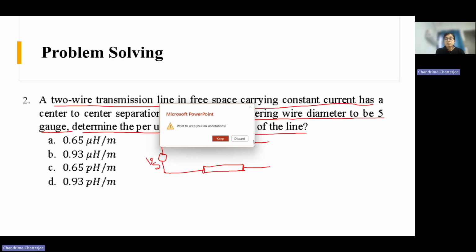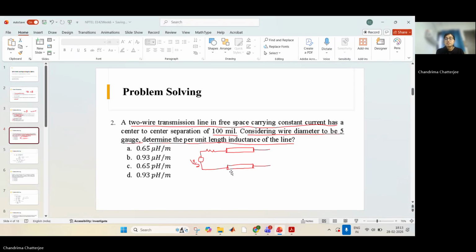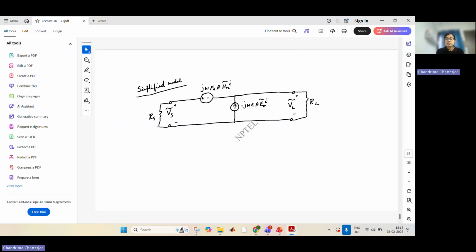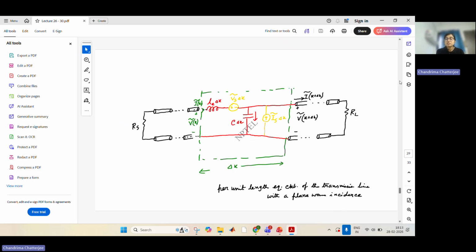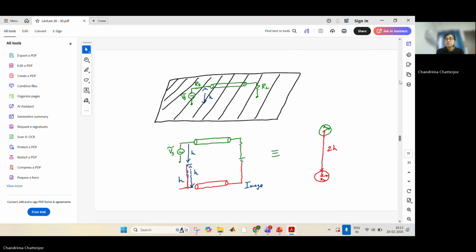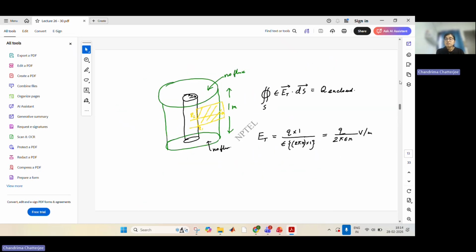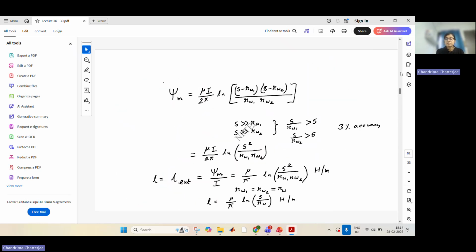Before solving the problem, let's discuss a bit. This is from the lecture notes only. I will just explain a bit so that it is easier to understand the problem.